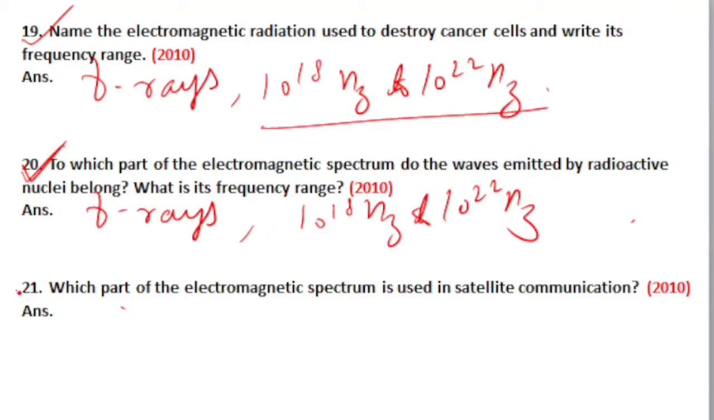Now, next question number 21. Which part of electromagnetic spectrum is used in satellite communication? Which has larger wavelength. So, which electromagnetic spectrum is used? Yes, microwave. Microwave is used in satellite communication.